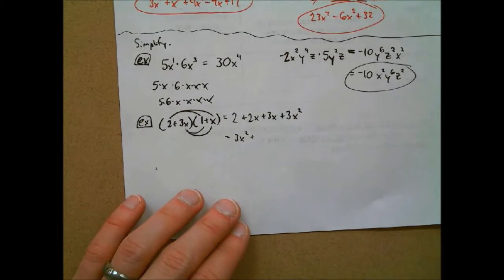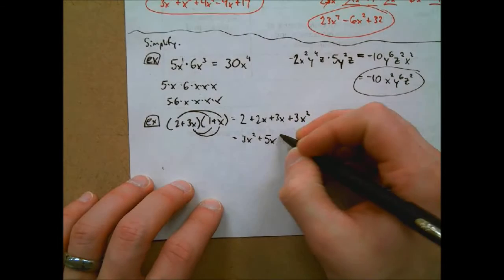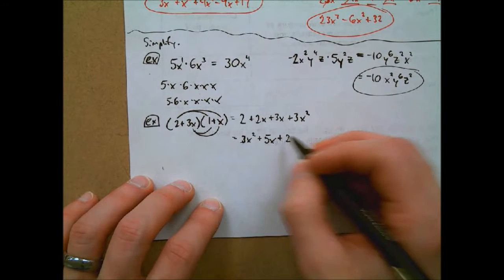5x, very good. The 2x and 3x make 5x. And then 2 plus 2. Okay, so there it is, all simplified.